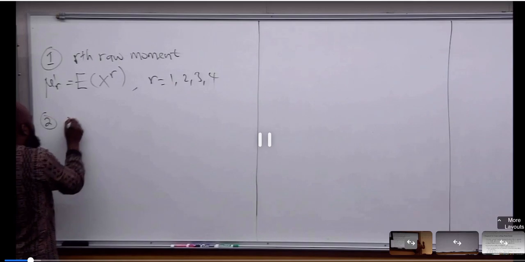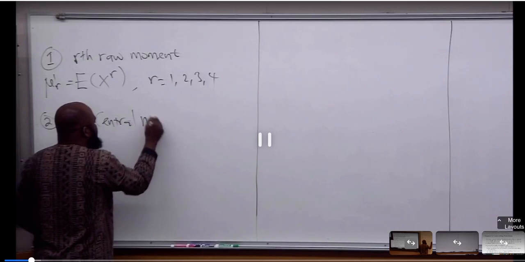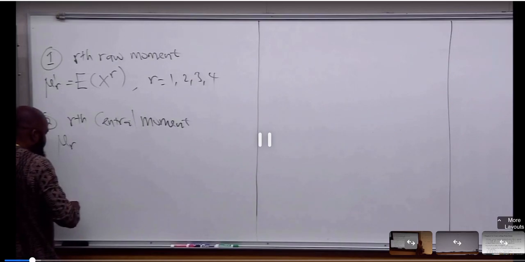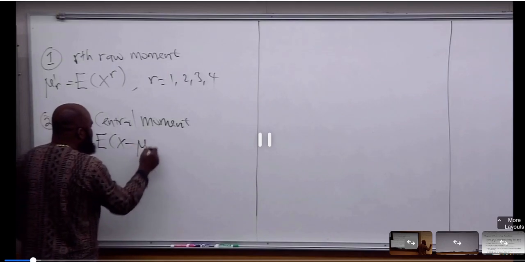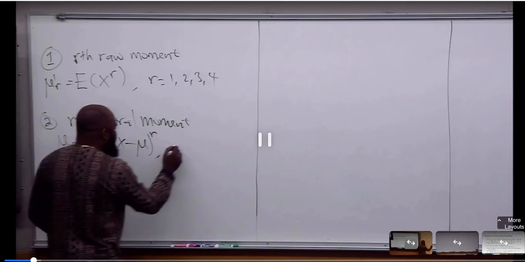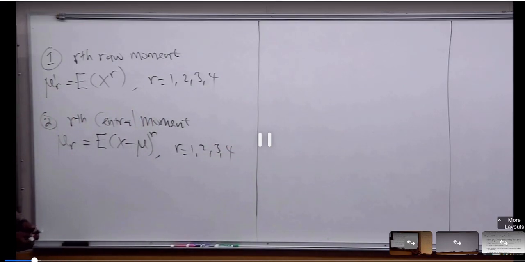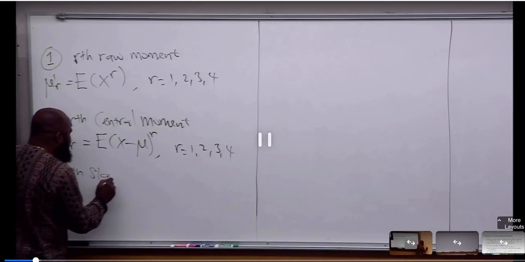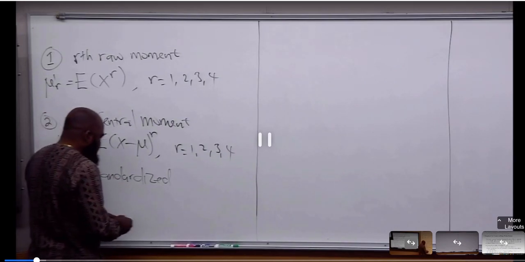And number two, I remember I also walked you through our central moment. The r-th central moment is equal to the expected value of X minus mu raised to power r. And we're also interested in the first four central moments. I also talked about our standardized moment.